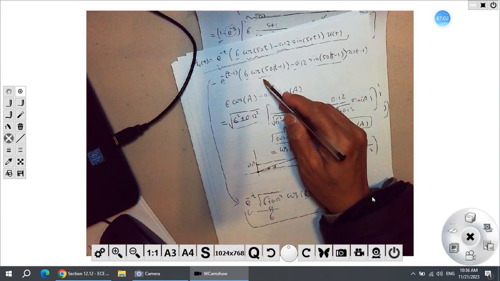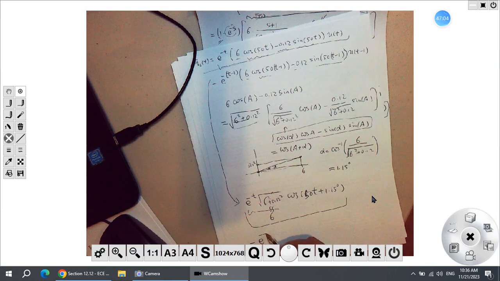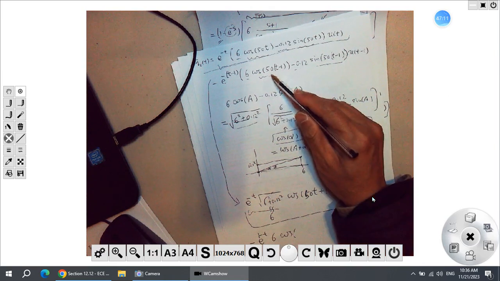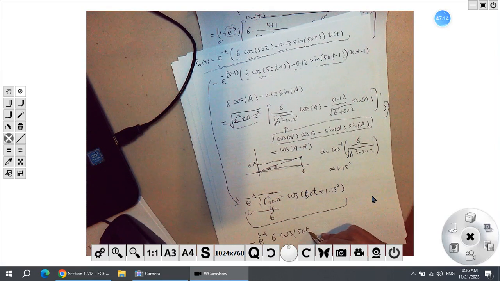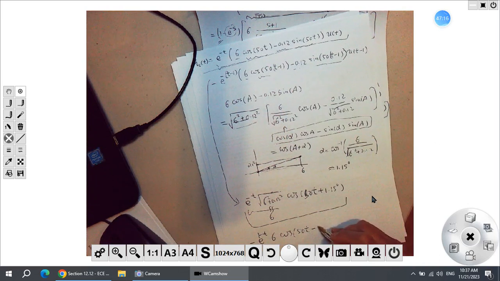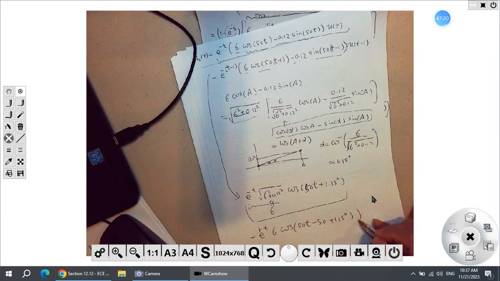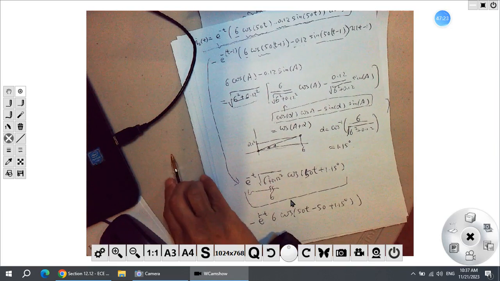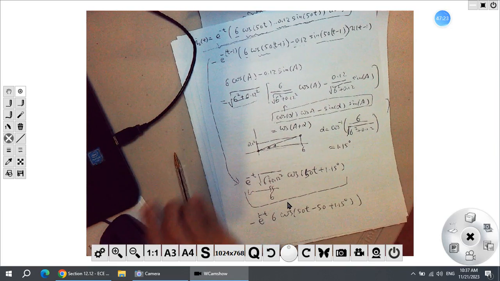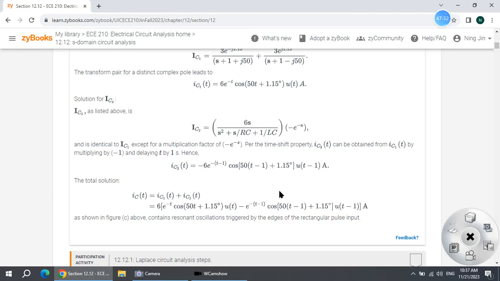And the second part is similar: minus e to negative (t minus 1), and 6 times cosine of 50 times (t minus 1) plus 1.1 degree, like this. And of course we still need a u of t minus 1. Compare with the answer here. Yeah, t minus 1 plus this degree.